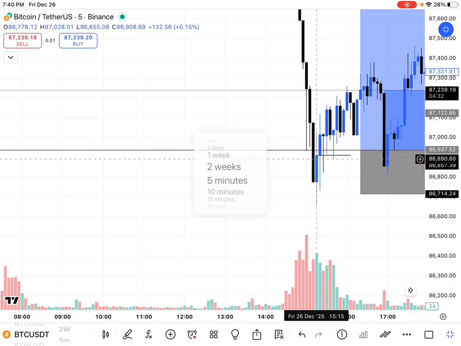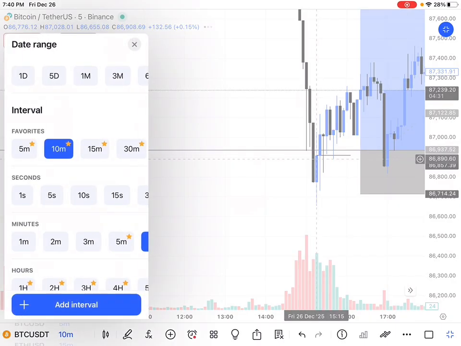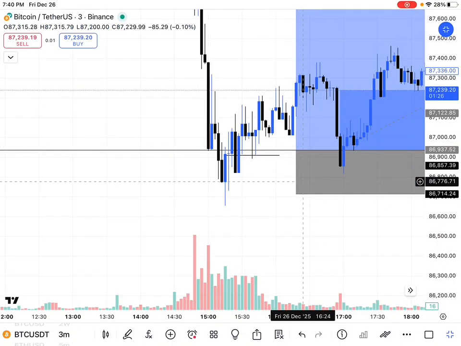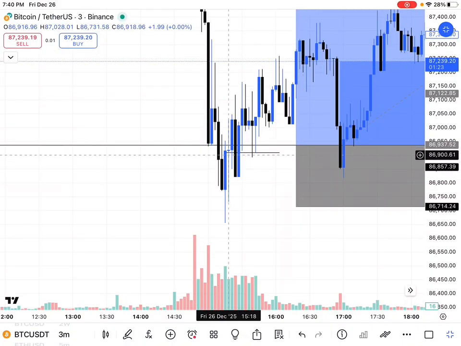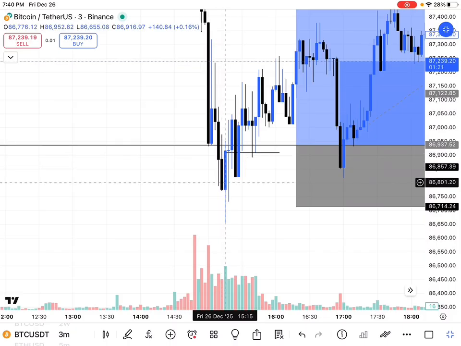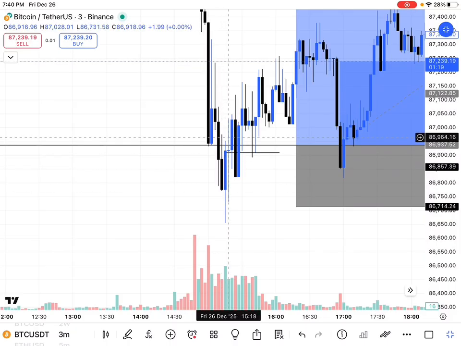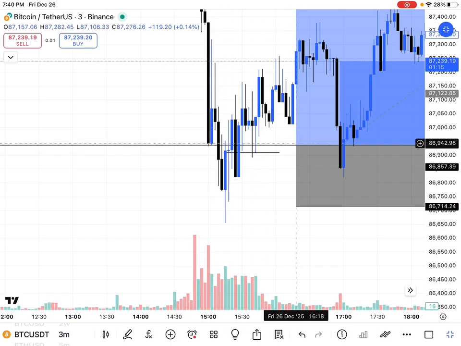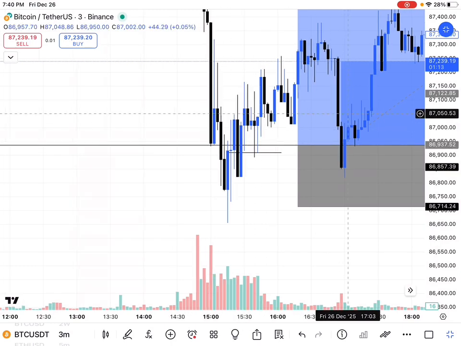If you even go down further, I think I went down to the 3 minutes for this one. As you can see, I went down to the 3 minutes. So this was my entry. This was the candle that stabbed into the low. This was when price closed above it. And I took this as my entry right here. Price came back into it.